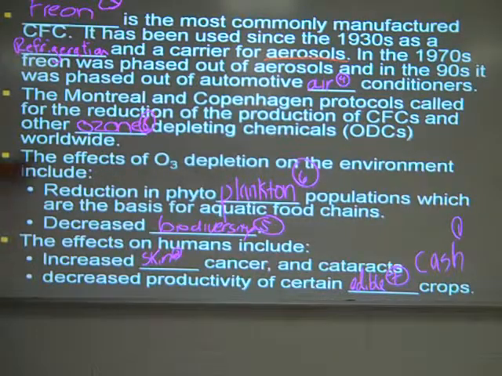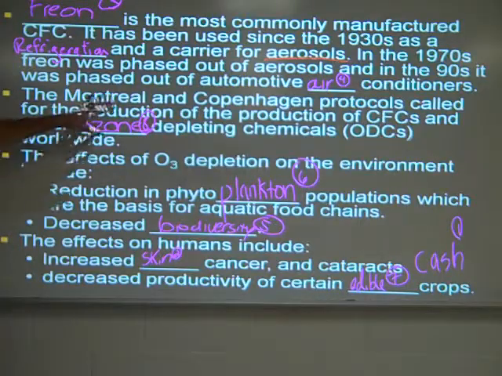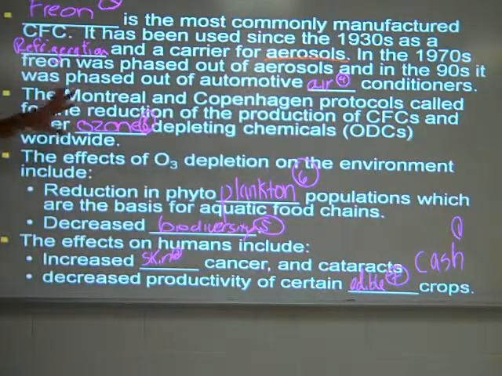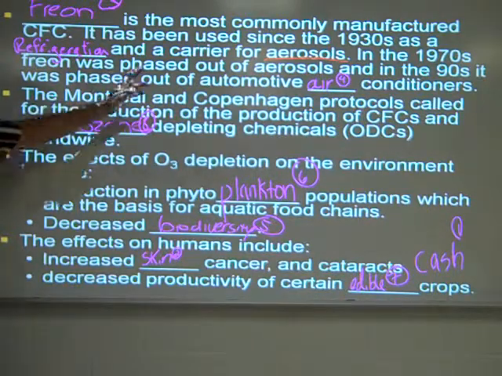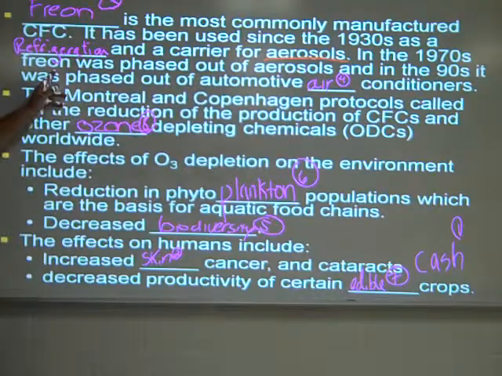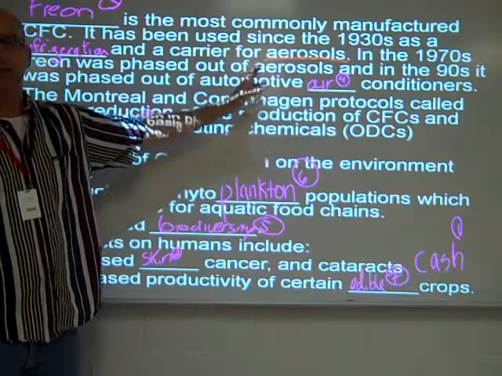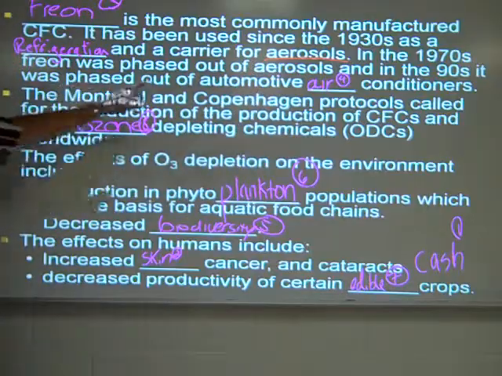So when they figured out something was wrong, they convened to do the Montreal and Copenhagen protocols. They had two of them. This was in the early 70s. And they said, look, this is a problem. This is going to be very serious. We need to stop putting these substances into the atmosphere. Okay, so they phased Freon out of aerosols first, in the 1970s, and then through the 90s. In the 90s, they started phasing it out of automobiles.